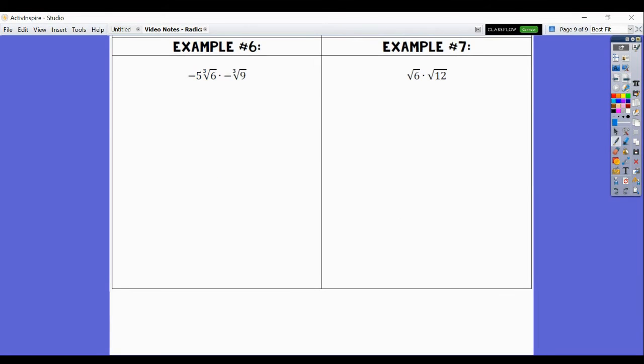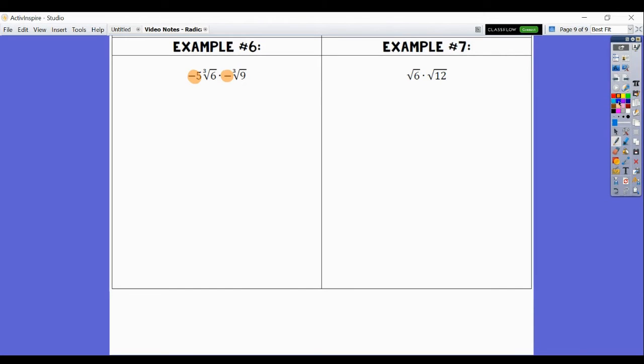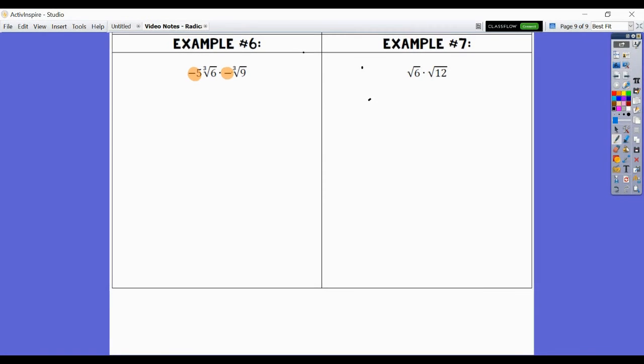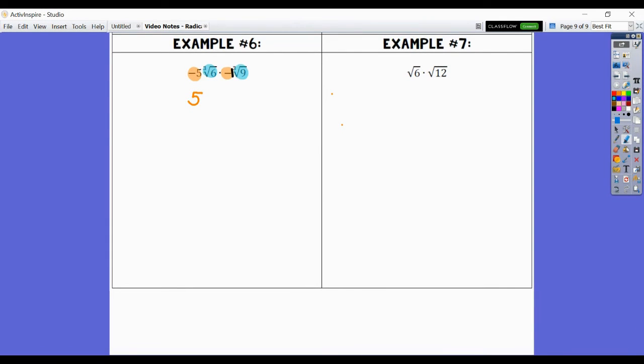Last two examples here. Again, for example 6, we multiply what is outside in front of the radicals. Now, it's -5 times a negative. When it's just that negative, it's really a -1. So we go ahead and multiply -5 times -1. Well, that is a +5. Then we multiply what's underneath the radical with each other, which becomes the cube root of 54. When you multiply 9 times 6, you do get 54.